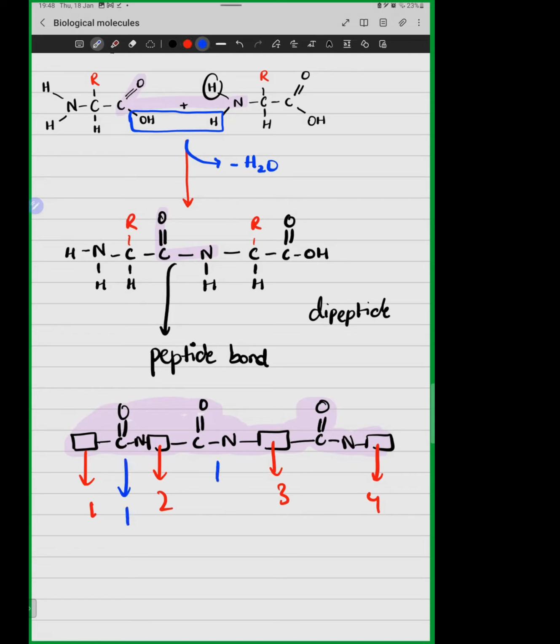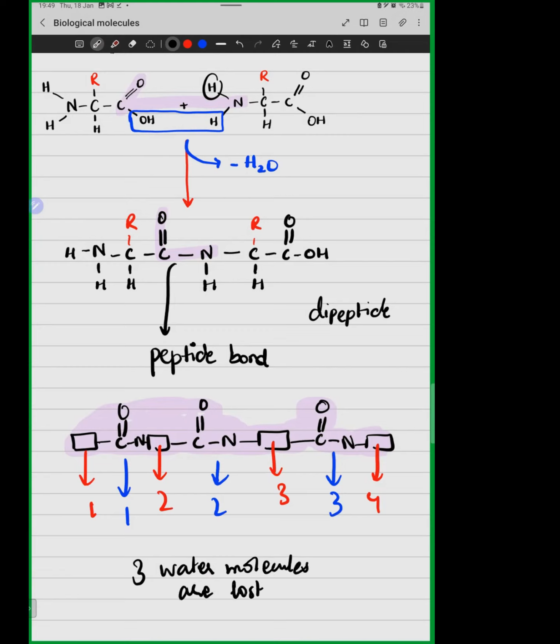1, 2, 3. So can any one of you suggest, when a polypeptide chain of 4 amino acids consisting of 3 peptide bonds is formed, how many water molecules are lost? What do you guys suggest? That is correct. We would lose 3 water molecules.